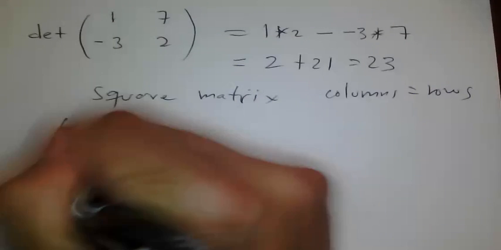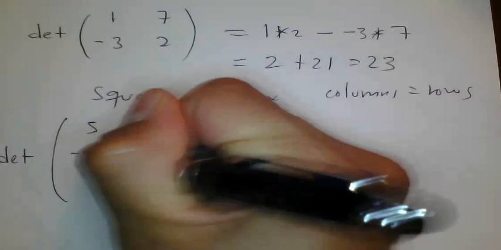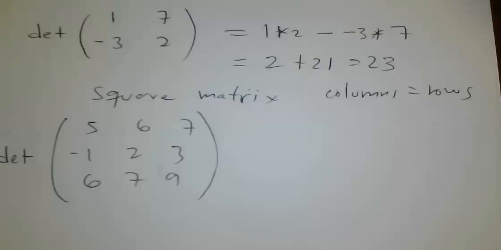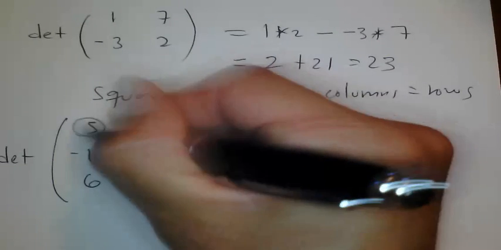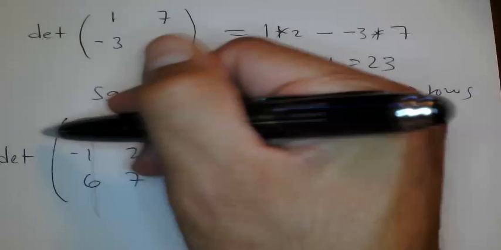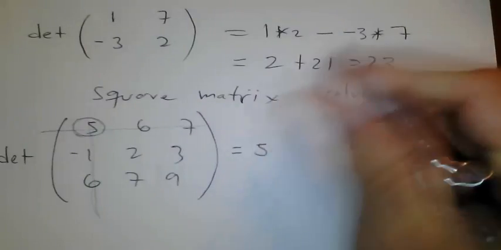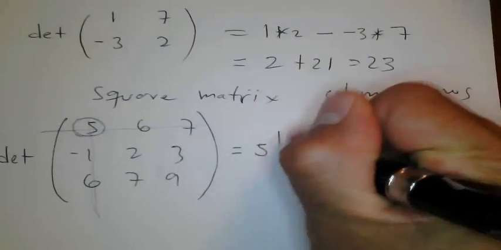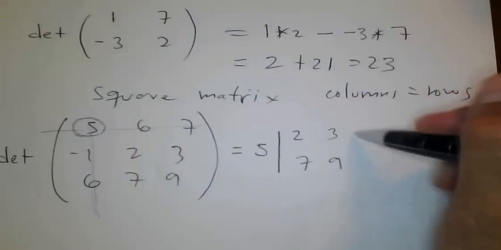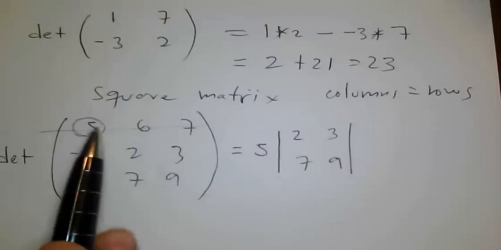So for example, if we want to compute the determinant of a 3 by 3 matrix, 5, 6, 7, negative 1, 2, 3, 6, 7, and 9, this is how we do it. We take the first number and do an imaginary elimination of the row and column in that position. This gives us 5 times the determinant, with bars, of the remaining 2 by 2: 2, 3, 7, and 9.